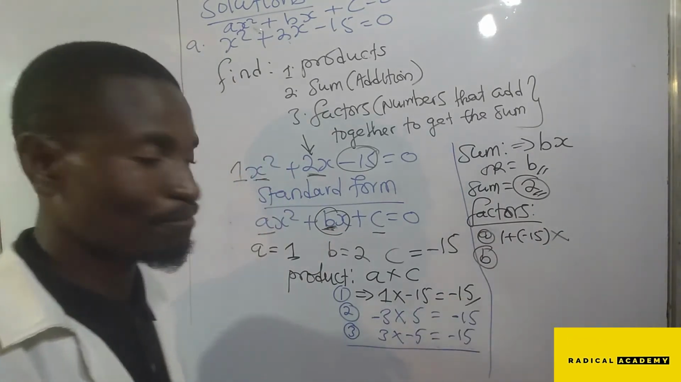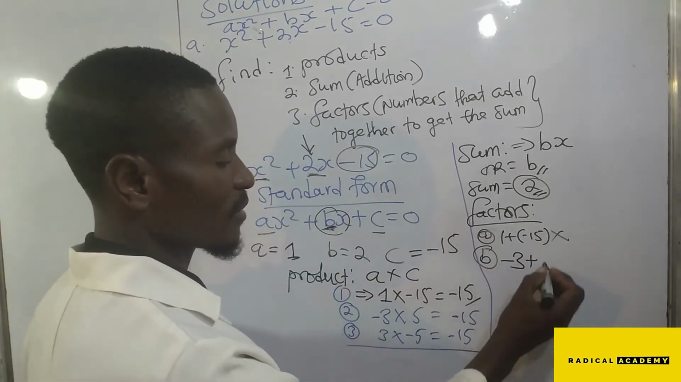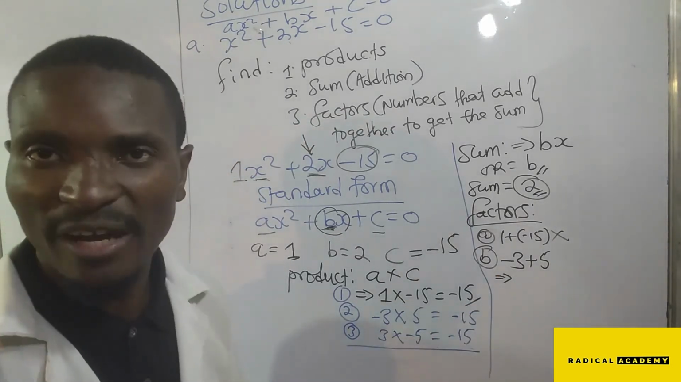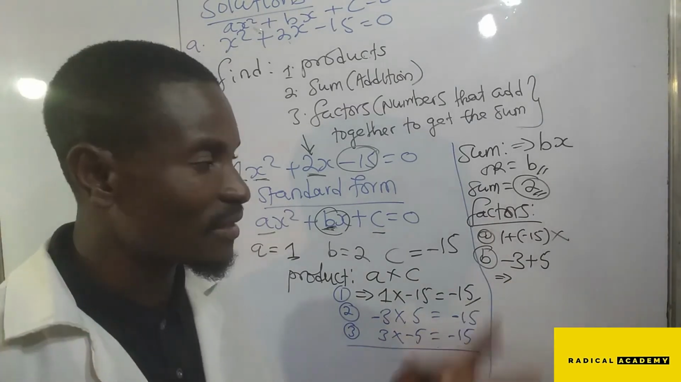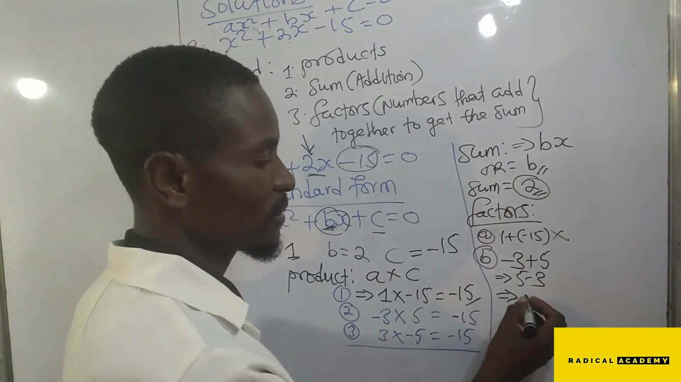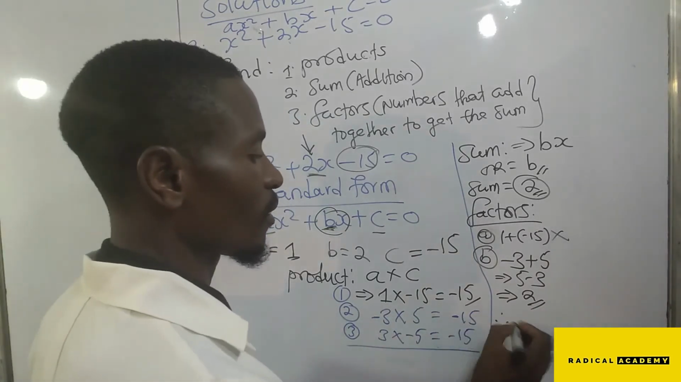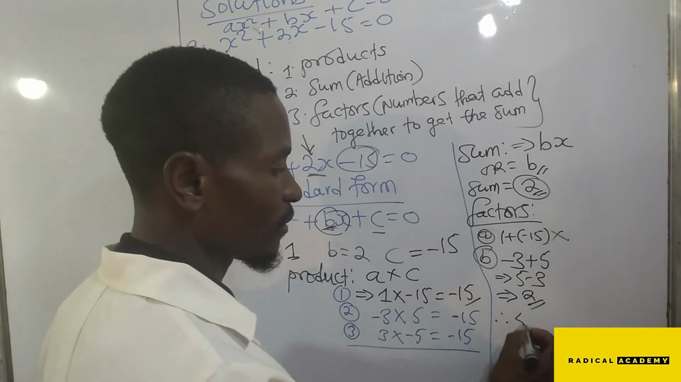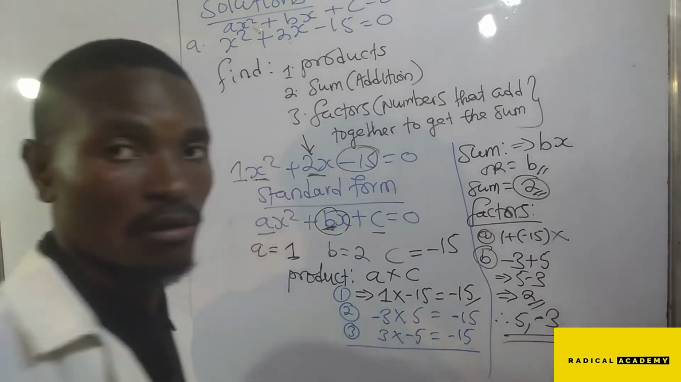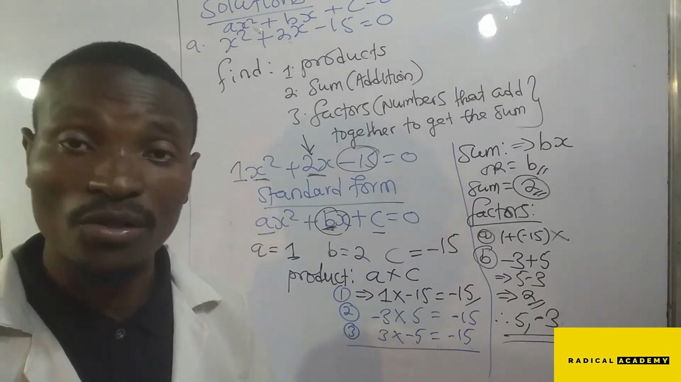Now what if we say negative 3 plus 5? What do you get? We can also write this as 5 minus 3, which gives 2. So our factors are 5 and negative 3. So that's what you're supposed to understand.